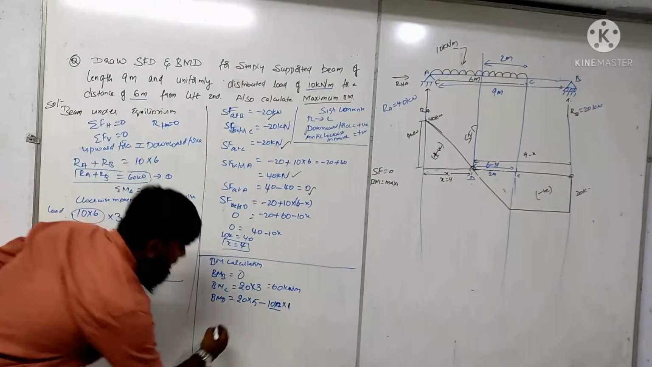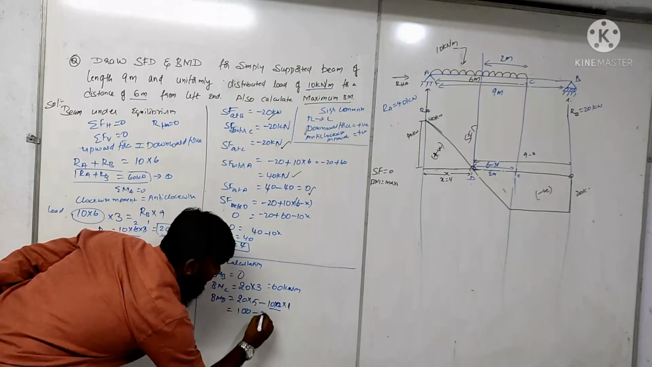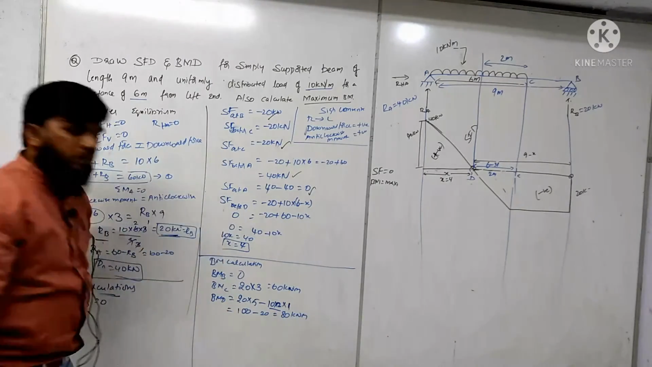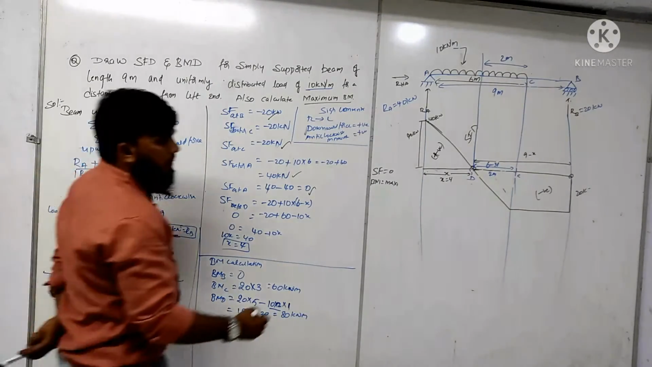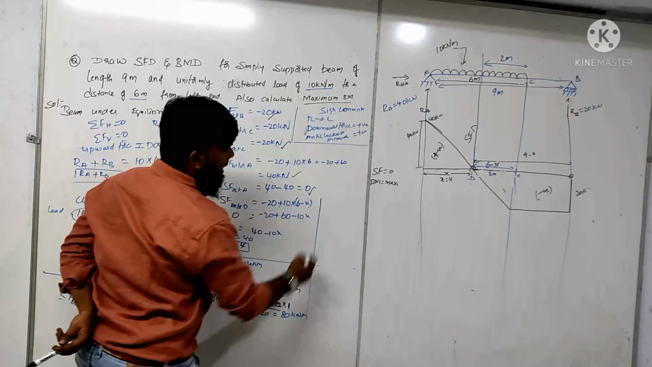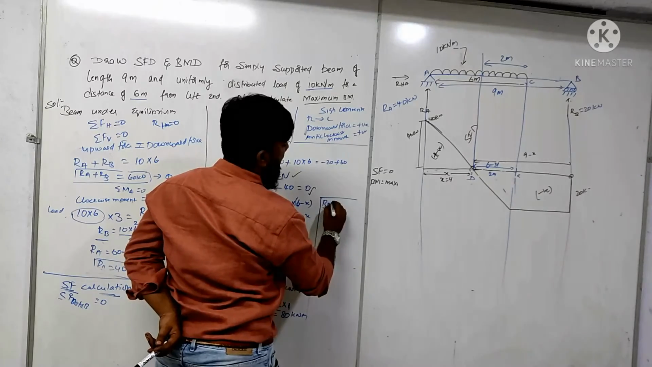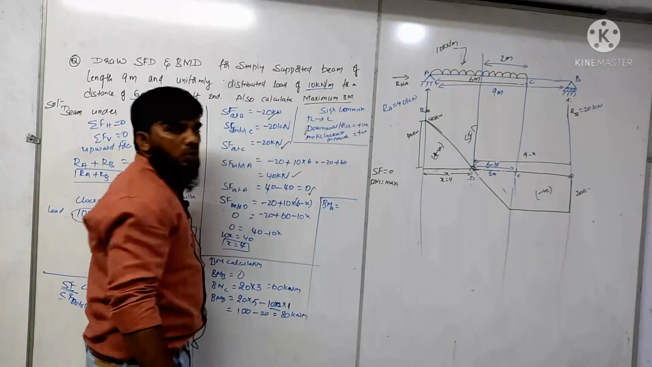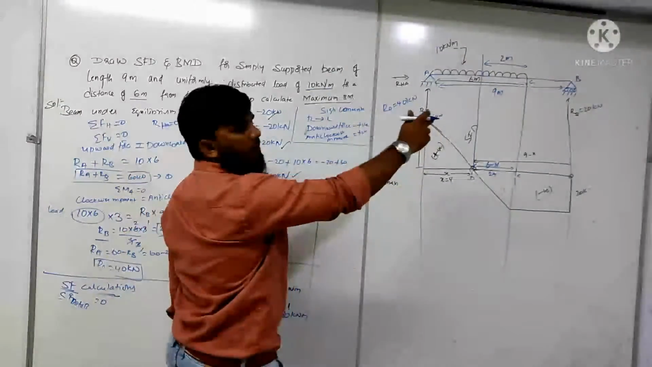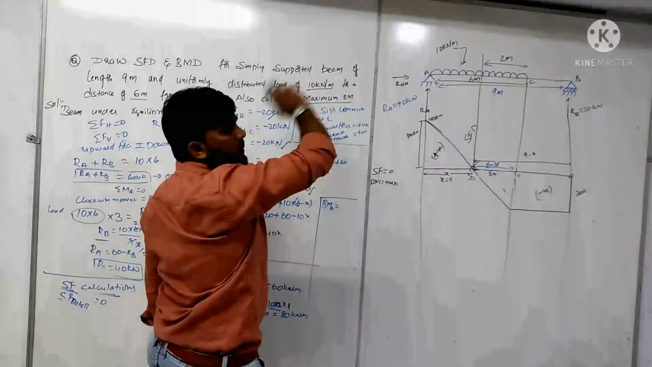Okay. Next is 100 minus 20. Total is 80 kilonewton meter. Finally, bending moment at point B completed. Next is bending moment at point A is equal to. One is because of RB. RB is in clockwise direction.